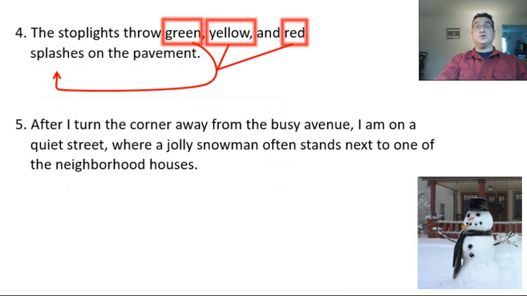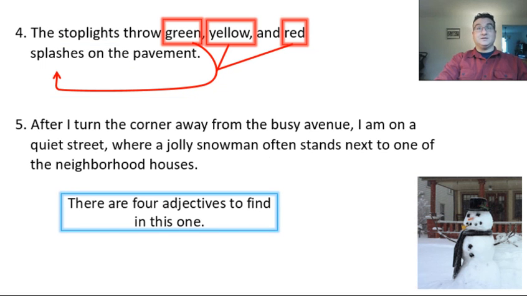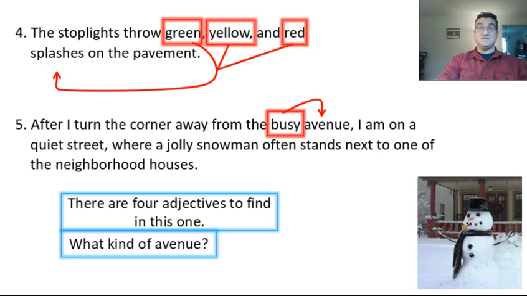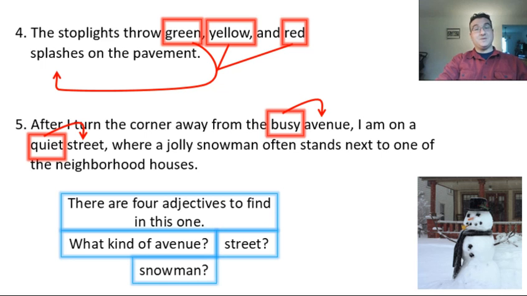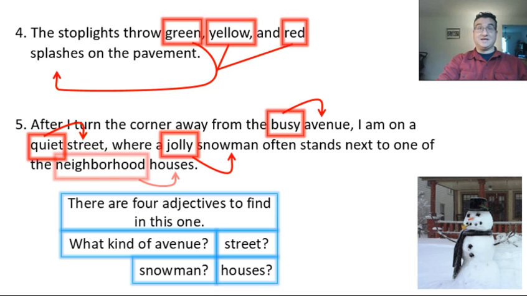Number 5 goes, after I turn the corner away from the busy avenue, I am on a quiet street where a jolly snowman often stands next to one of the neighborhood houses. It's a long sentence, so there's 4 adjectives to find. There's a lot in there. So what kind of avenue? A busy avenue. What kind of street? A quiet street. What kind of snowman is it? A jolly snowman. And what kind of houses? The neighborhood houses. So that's what you have for number 5.